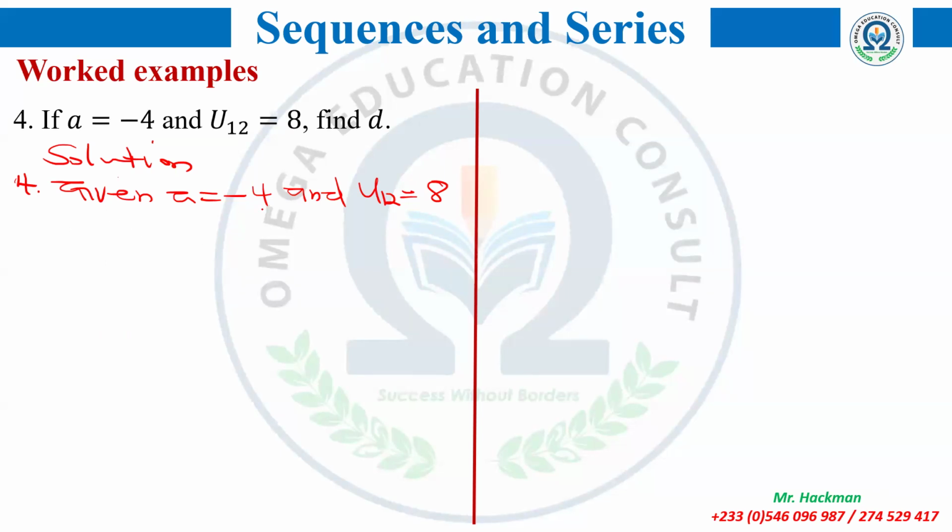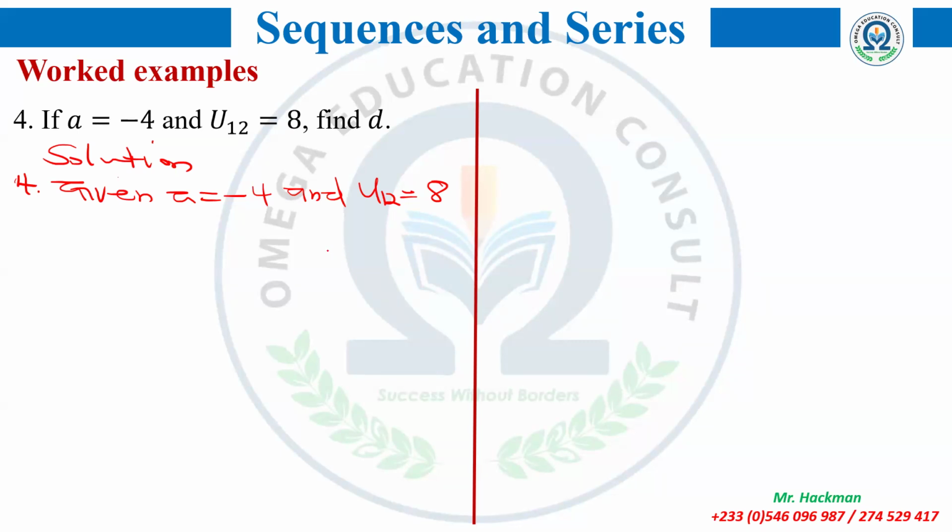So let's see. A is equal to -4, U sub 12 is equal to 8. We need to find D. But once you can see that you've been given U sub 12, which more or less will come from a general term, because you need the general term before you can find the particular term. So you need to go and quote the general term formula, which you will know, and you are good to go. Okay, so this is my point.